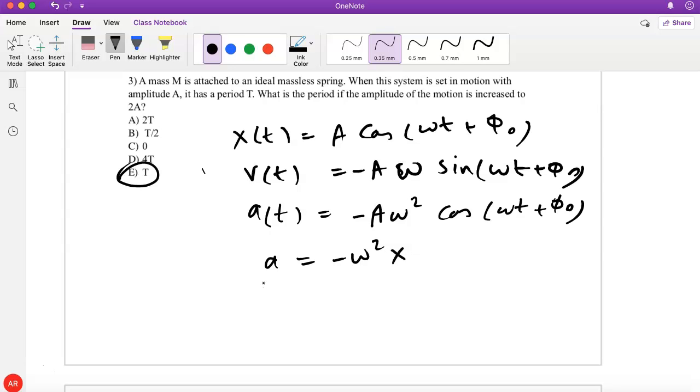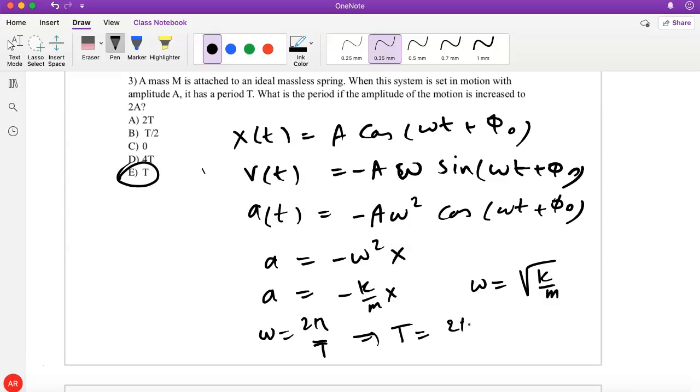And we know from F equals ma and the fact that the force is minus kx that a is minus k over m times x. So just to remind you what omega was, it was the square root of k over m. And T, the period, is related to omega by omega is 2 pi over T. So T is 2 pi over omega, and that's 2 pi square root of m over k. So if you have a different problem where the mass or the spring constant change, we can figure out from this dependence what happens to the period.